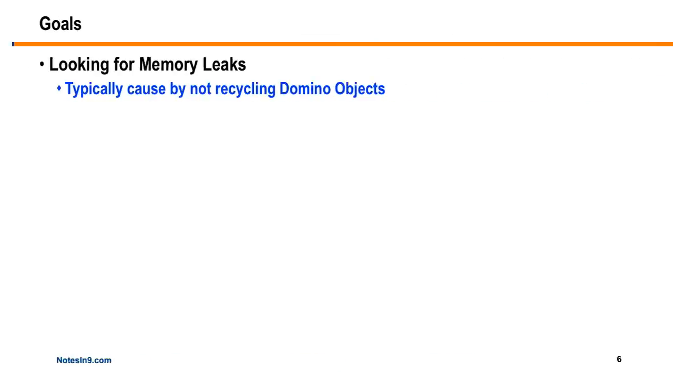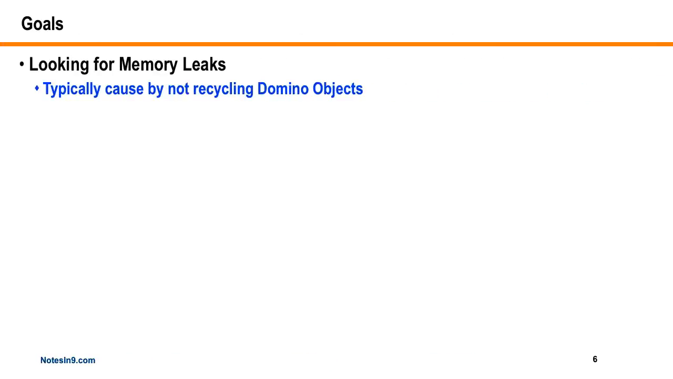So what is the goal here? The goal is to look for these memory leaks. A memory leak is typically caused by not recycling your Domino objects. This especially happens when you're looping through notes view entries or notes documents. If you don't do a recycle in there, you're going to get killed with memory leaks, and it's going to crash your server.